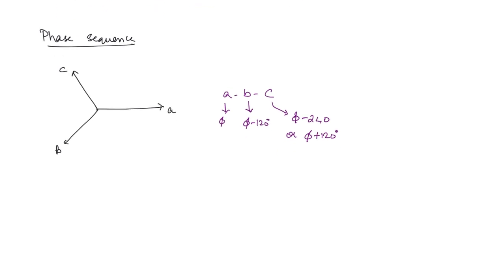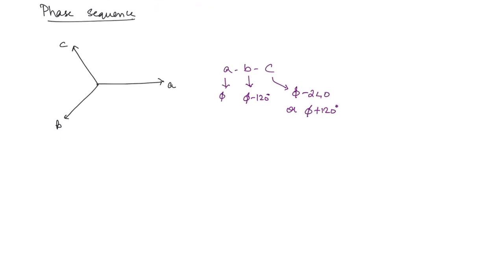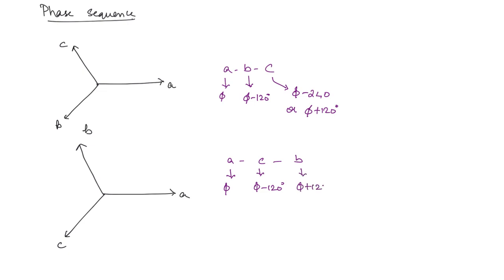So what is the other kind of phase sequence? There are only two choices of phase sequence that you will get. The other choice is A, C, B. So in A, C, B, what is going to happen? If this is phi, then this is going to be phi minus 120 and this is going to be phi plus 120 degrees.